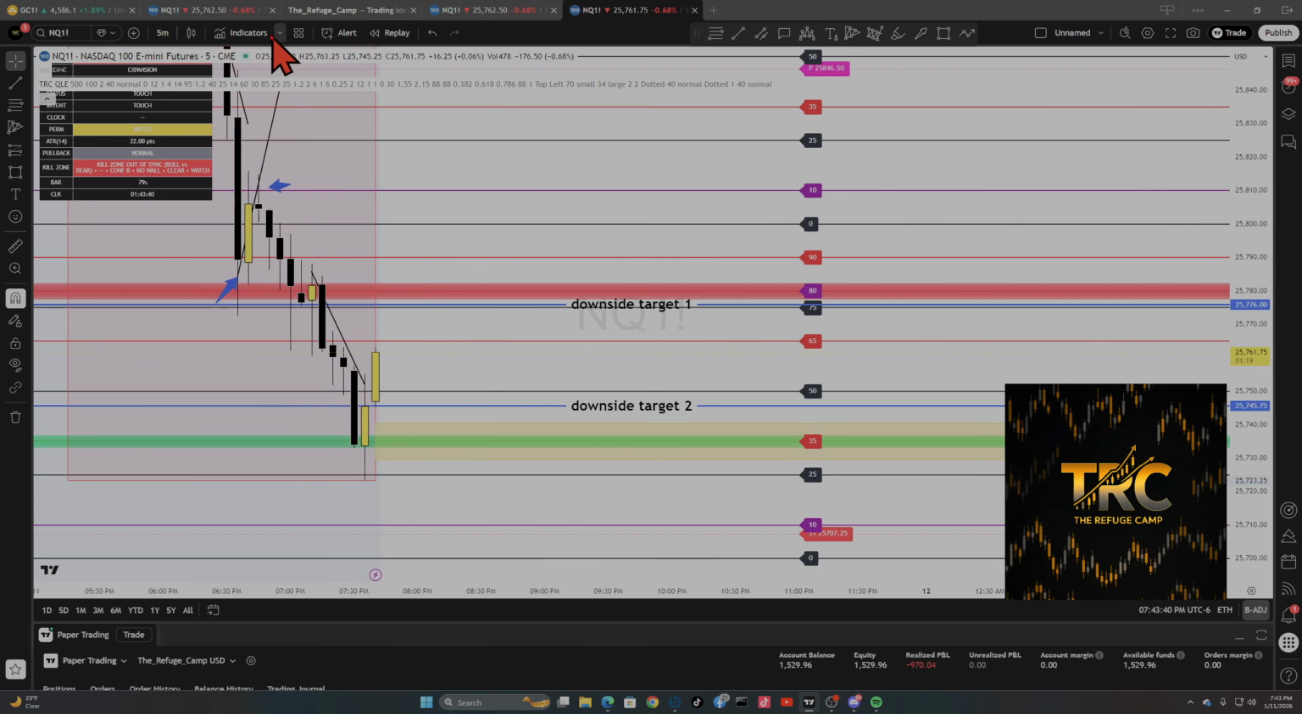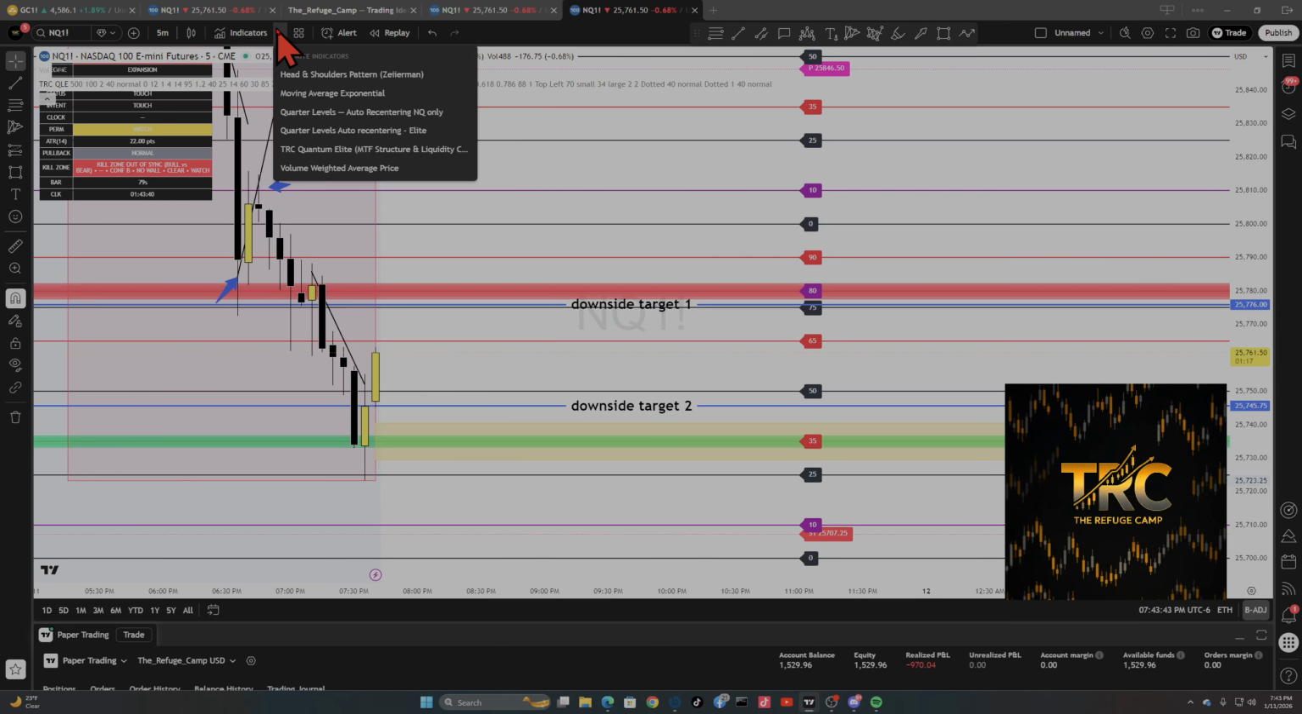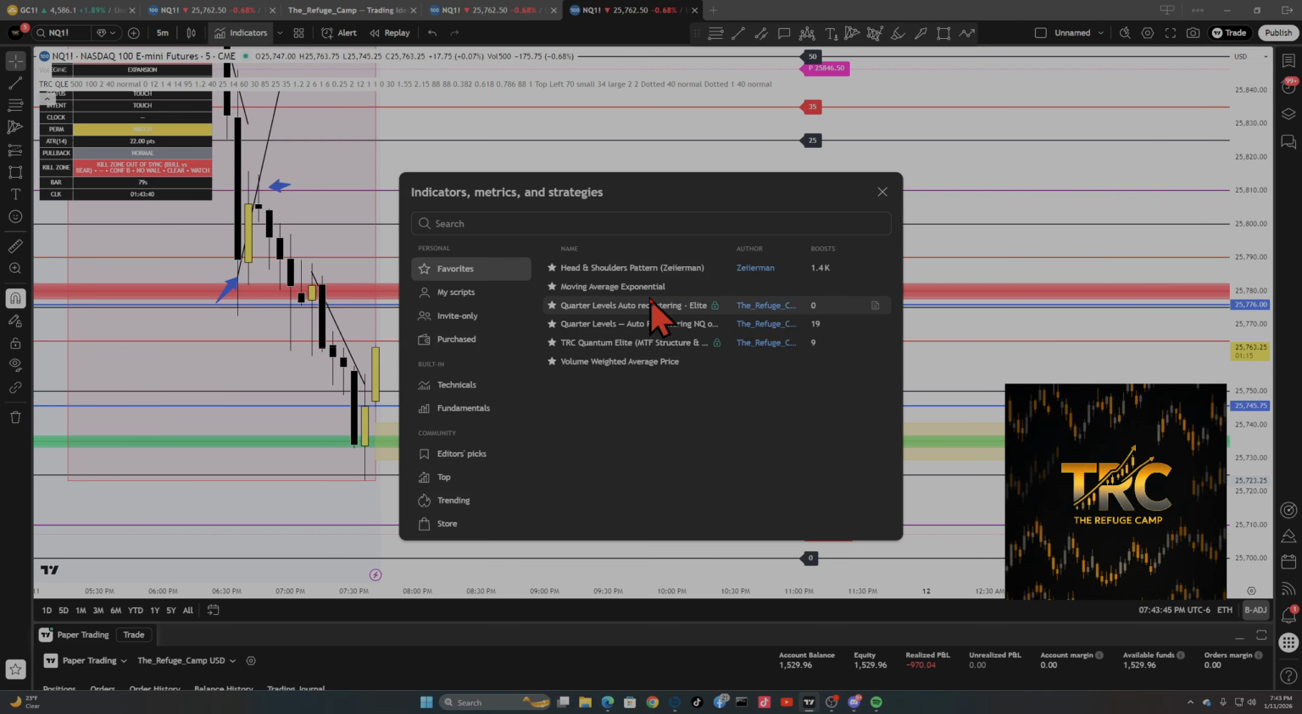And this indicator on Thinkorswim, the one you would want to get, that's free, is called Quarter Levels Auto Recentering with Advanced Mode. Okay? And that will give you the quarter levels with the active support and resistance.